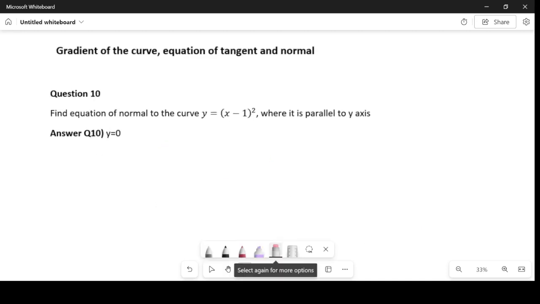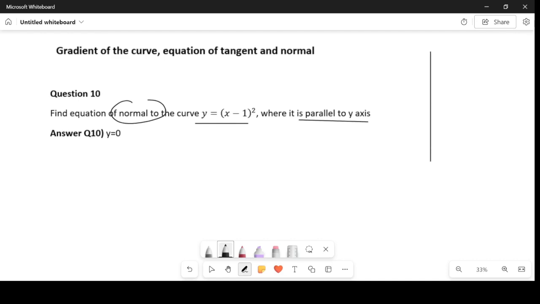Okay, so the last question of the day is find the equation of normal to this curve where it is parallel to the y-axis. Okay, now the normal is parallel to the y-axis. If this is, let's say, the normal, I hope you know the relationship between tangent and normal, they're perpendicular to each other. So if this is the normal which is parallel to the y-axis, that means the tangent is going to be parallel to the x-axis. This is going to be the tangent.